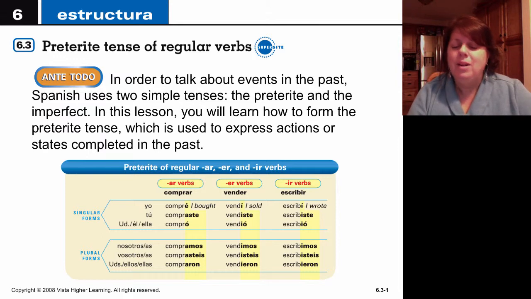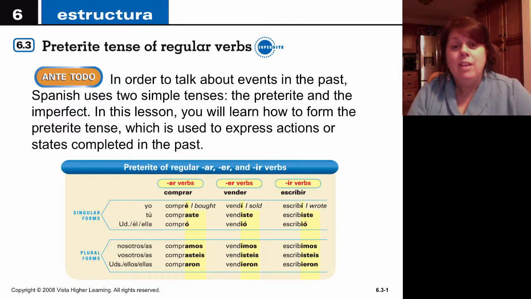Okay, and so now with ER verbs, the same thing is true. They use the verb vender, to sell. You can use that if there's something that you prefer to use, but be very careful in making your choices. And your endings are going to be í, iste, ió. Make sure you put the accent on the í in í and on the ó in ió. And then imos, istes, and ieron.